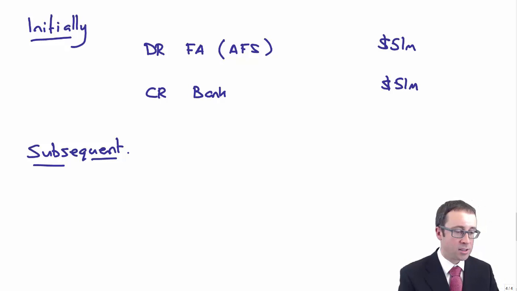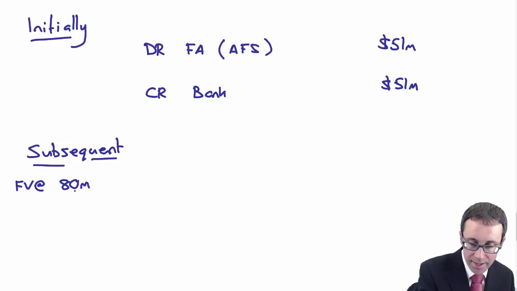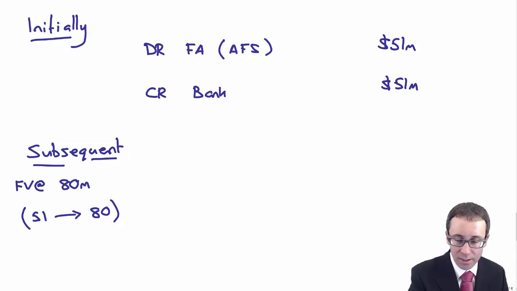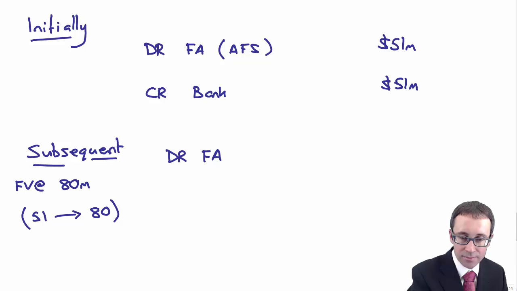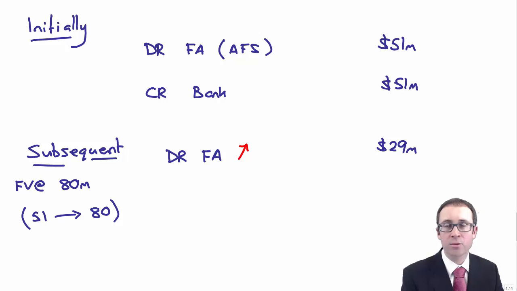it goes through there, doesn't it, and told me that it was worth 80. So it has a fair value at 80 million. So I need to get it from 51 up to the 80, don't I? How much is that? 29, is it? 71, 80, yeah, 79, yeah, 29. So what we've got there is I debit my financial asset because I am increasing the asset from 51 up to 80 by 29 million.